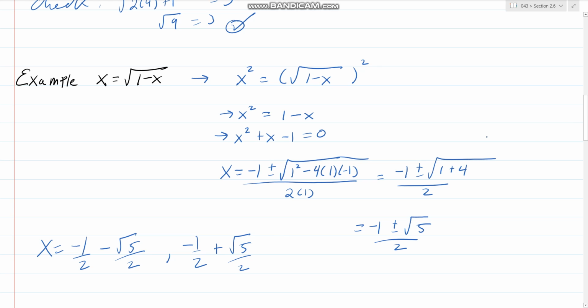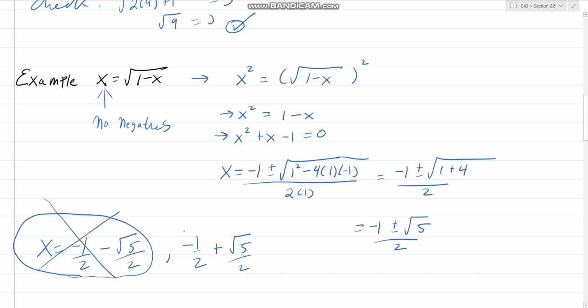Now, something I want you to notice is that we have x equals the square root of 1 minus x. So we're asking, if you take the square root of it, it would equal this x. It equals itself. And so we couldn't have a negative number here. So no negatives. We can't have a negative in this spot. And this is a negative number. So I'm going to have to let that one go. So x is just going to equal this one. One of the solutions has to go away, because it's a negative number.